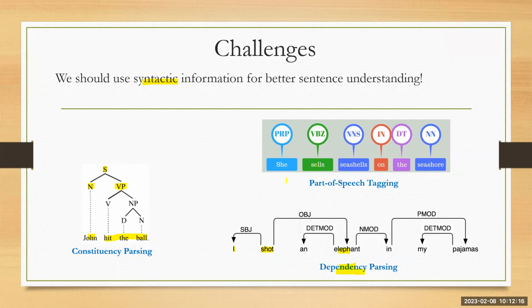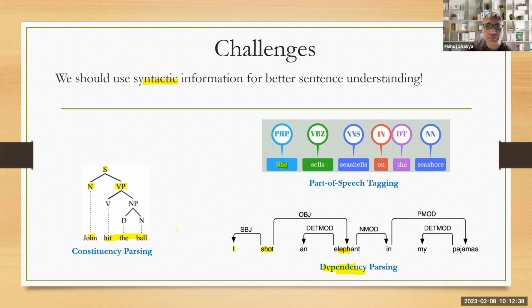The syntactic information is these three kinds of parsing. The part of speech tells us, for example, that she is a pronoun. Constituency parsing gives us phrasal information, the phrasal structure of the syntax of the sentence, while dependency parsing gives us the dependency relations of the sentence. So these three are all the syntactic information that we are going to use. Right, okay, thank you. You can continue, please.